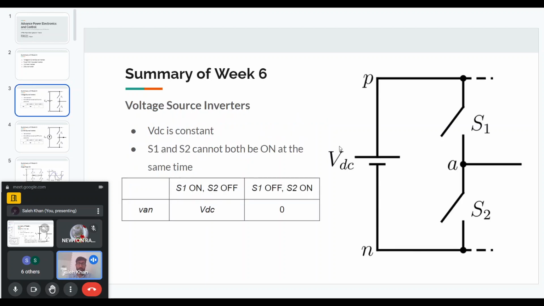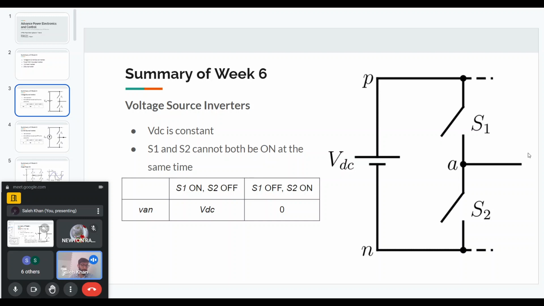Voltage source inverters: basically we want to achieve an AC voltage at the output and we have DC at the input. For VSIs, or voltage source inverters, we have a constant DC voltage VDC at the input, and we want AC at the output. The basic configuration of the VSI has what is called a half bridge. Two switches are connected together, and then they are connected across the input voltage. The output is taken from the midpoint of the switches.